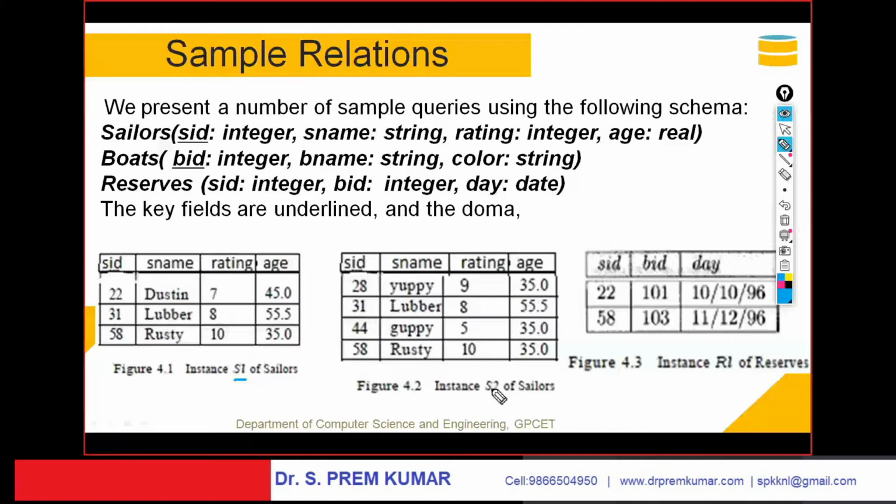There is another relation, S2. You observe here, I am showing you different relations as per relational algebra. This has sailor ID, sailor name, rating and age. Again, I am taking sailor ID, sailor name, rating and age. This is another relation, I am calling it S2.